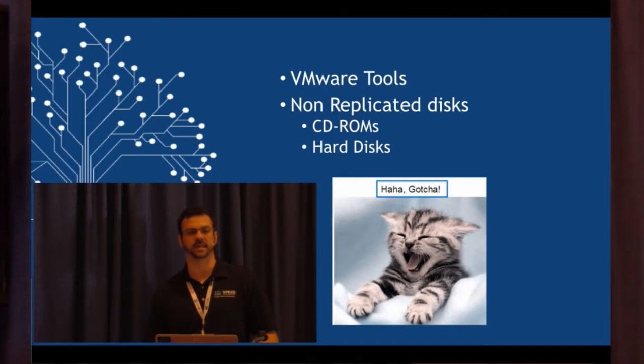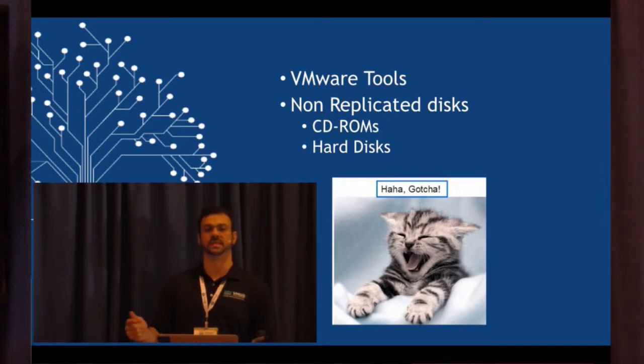Sometimes you've got a hard disk that you don't want to replicate to the DR site to save bandwidth. So there's an option when you do the failover to detach that drive so that you don't get errors when you try to fail over a virtual machine that doesn't have a drive at the DR site.